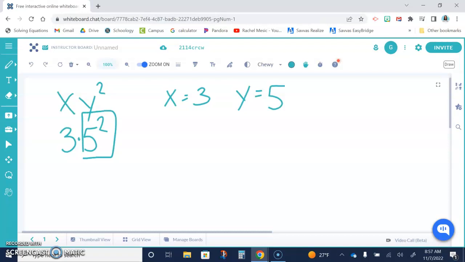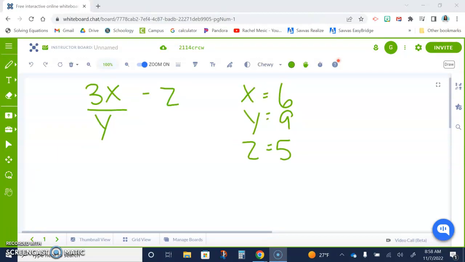5 to the power of 2 means 5 times 5. 5 times itself 2 times, which is 25. And then we'd have to multiply that by 3. Whenever you have 25, think of quarters. We have 3 quarters, which is 75 cents. So the final answer is 75.